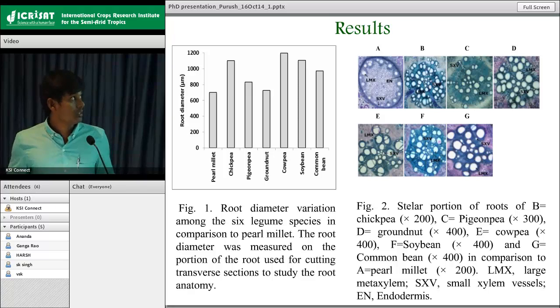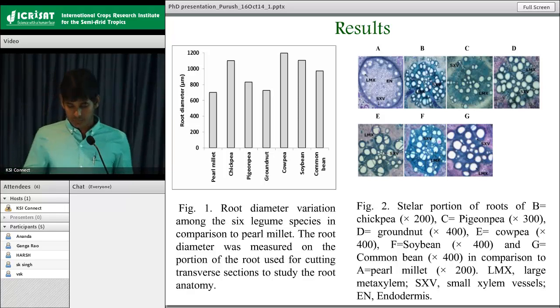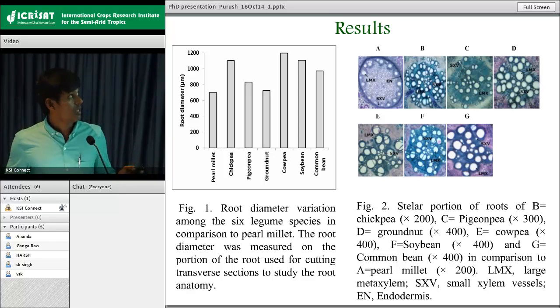The results show that compared to chickpea, the root diameter of pearl millet, pigeonpea and groundnut were smaller, but the cowpea have a large root diameter. The table shows the chickpea had the highest number of small xylem vessels as well as the highest number of metaxylem vessels, contributing to the total number of xylem vessels being very high compared to the other legumes.